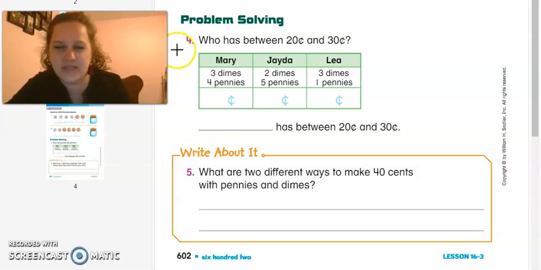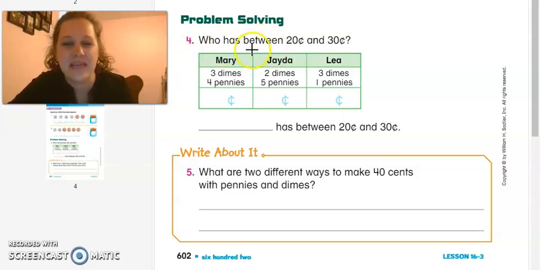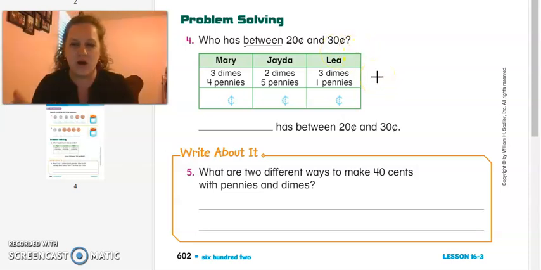Okay, so number 4 says, who has between, this is an important word, who has between 20 cents and 30 cents, okay? So if we think about all the numbers between 20 and 30, that means it could be 21, 22, 23, 24, 25, 26, 27, 28, or 29 cents. Those all fall in between 20 and 30.